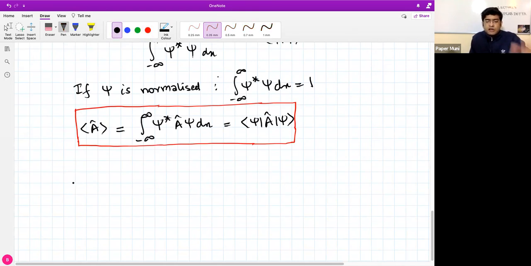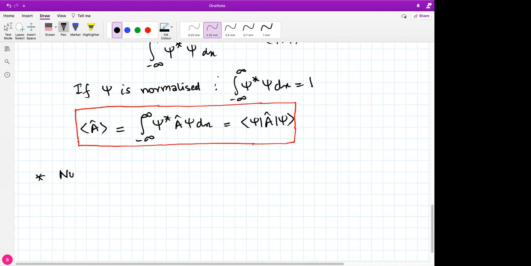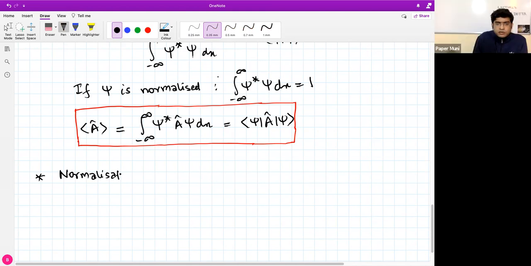Now, the normalization condition in Dirac notation. Let's see how it looks like.